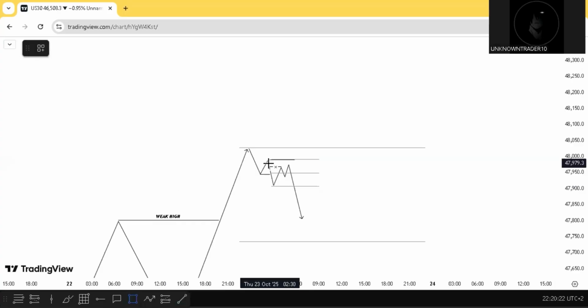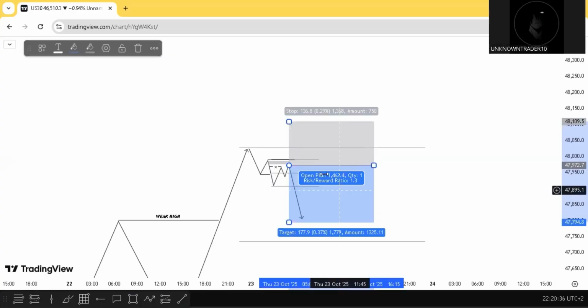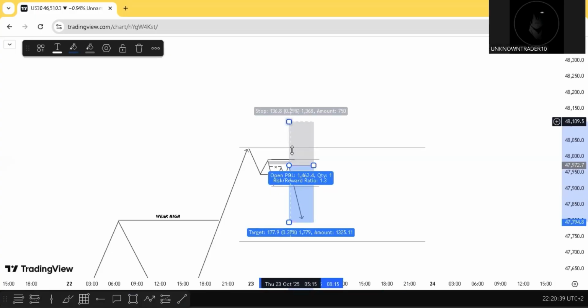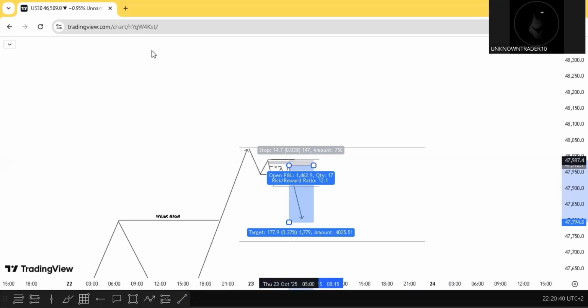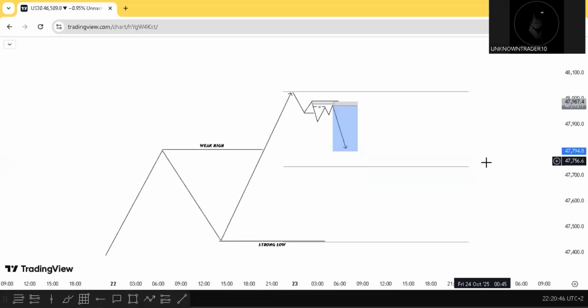Then after that, I'll identify a 5-minute order block. I get my entries on the 5-minute order block. Then from there, I'm just gonna take that selling opportunity to come with it to the downside. You see, so that's just simply how I trade, or how my strategy is.